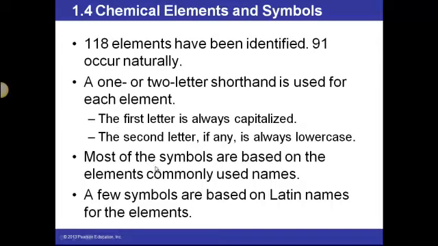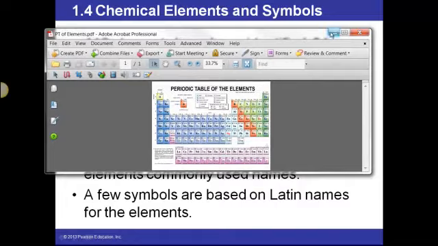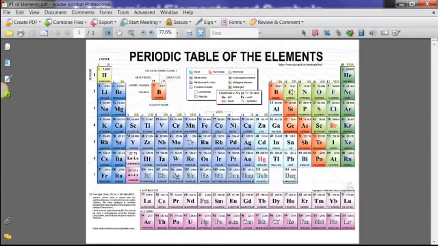So most of our symbols in the periodic table are based on the elements' commonly used names. So a good example again is carbon is represented with the big C, very easy to remember. Nitrogen, oxygen, fluorine, chlorine, sulfur, phosphorus, all very good and representative.